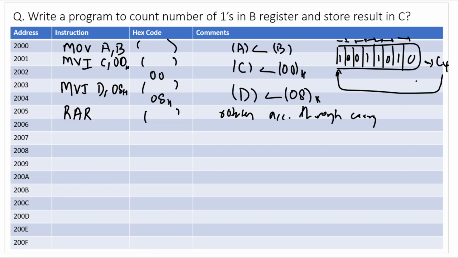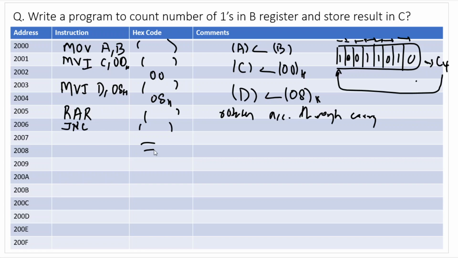Now, jump if carry is not set. Fine. If carry is not set, if carry is equal to 0, we do not need to do the next instruction. And what will that instruction be?